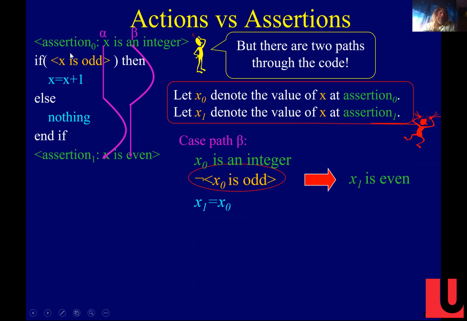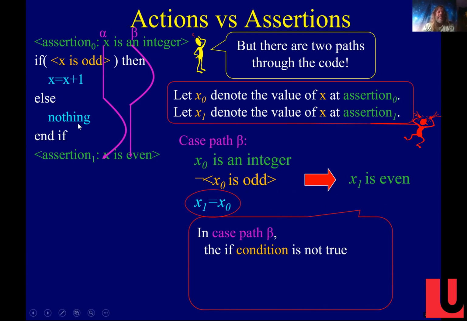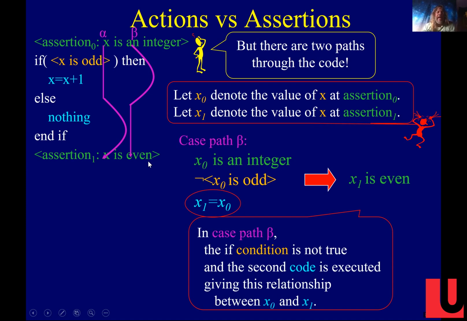What about this? Well, we know that we're following case beta, and case beta says that we do the second half of the if, which means that the condition fails. And if the condition fails, then it's not the case that x0 is odd. And then we execute this code at the bottom, and the code says don't do anything.